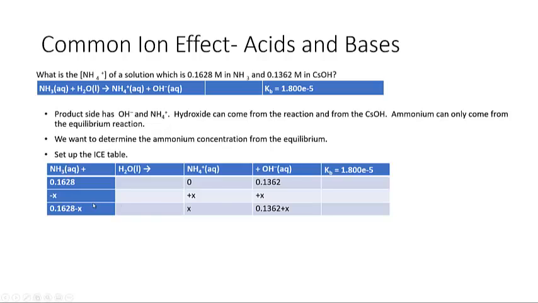Okay, so now you remember from setting up ICE tables in your class that the sum of the first two gives us the equilibrium amount of ammonia. Similarly, the sum of these two gives us the equilibrium amount of ammonium, so 0 plus X equals X. And same thing for the last one, 0.1362 plus X is our equilibrium amount of hydroxide. So we have everything we need to solve this problem.